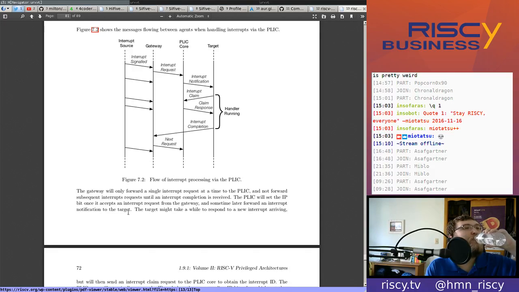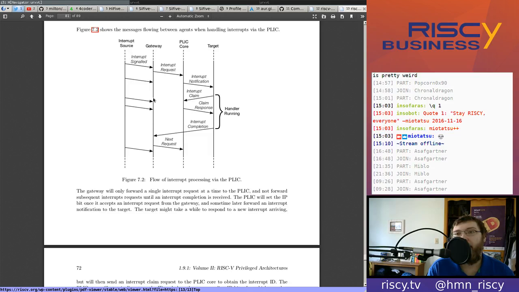But it's certainly understandable what's happening here. Like I said, it's just a flow of messages passing between these different stages, right? So at the very far end here, we have the interrupt source, which is like I/O devices, and then all the way on the other end, you have the target, which is the thread that actually runs the interrupt handler. And then the stuff in the middle is a gateway and a PLIC core.